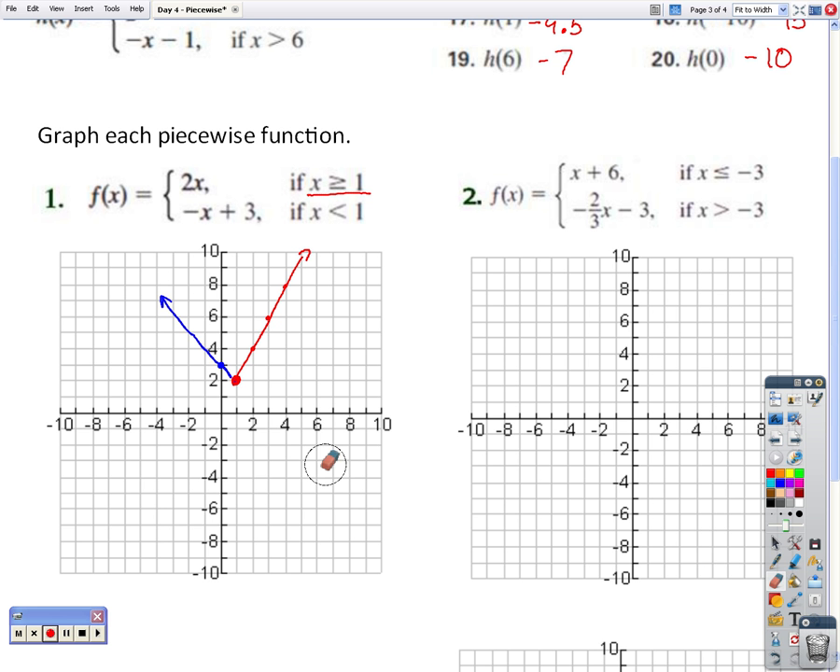Okay, number 2. Again, I'm going to start by graphing the entire line x plus 6. So I have my y-intercept at 6, and I have a slope of 1. In this graph, I want when x is less than or equal to negative 3. So I'm not actually going to draw a line, I'm just going to back up my slope. Less than or equal to negative 3. Well, here's negative 3. I'm going to make that a closed circle. And which part needs erased? Well, this is the part where all the x values are less than. So this is the part that needs to be erased.